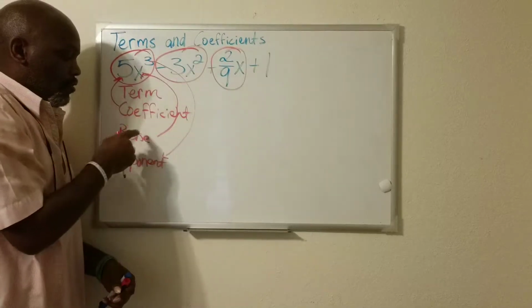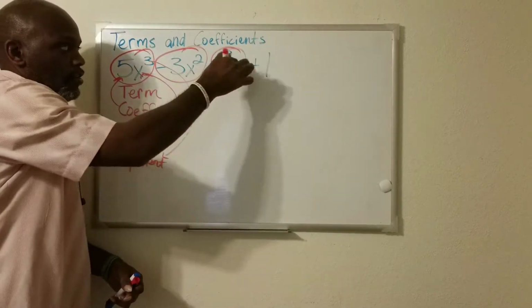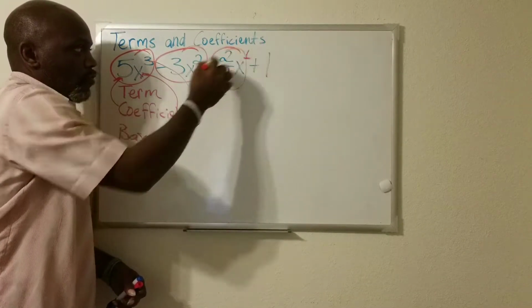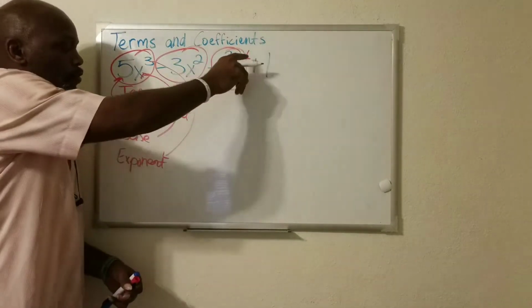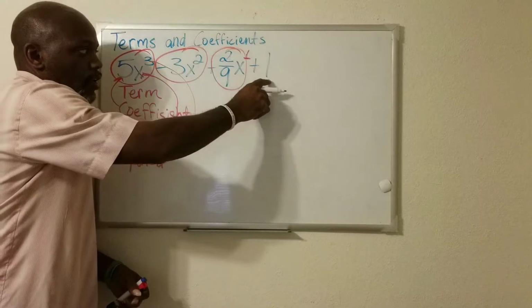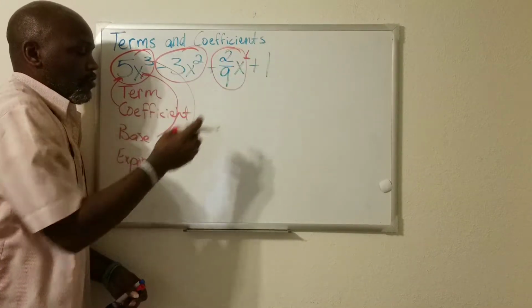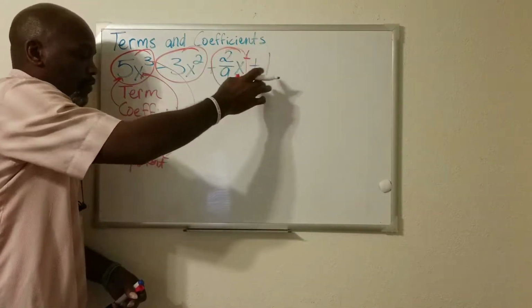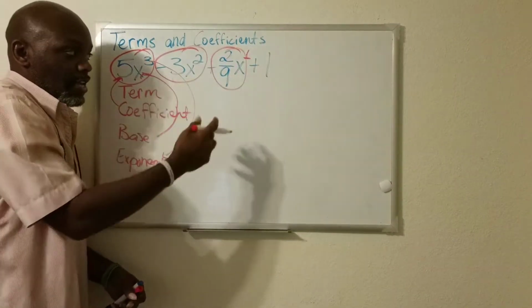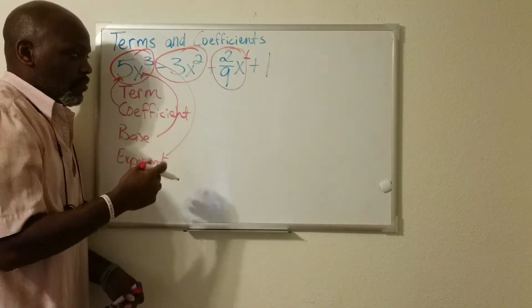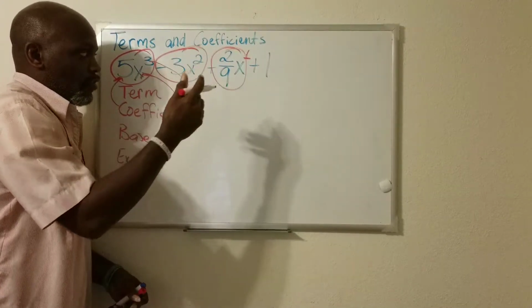The x is considered your base, and what you cannot see is that the 1 is already considered to be there. So the 1 will be your exponent. Here, 1 is your term. It's also your coefficient. The base is an imaginary x to the 0 power, because any number to the 0 power is 1. 0 is your exponent.